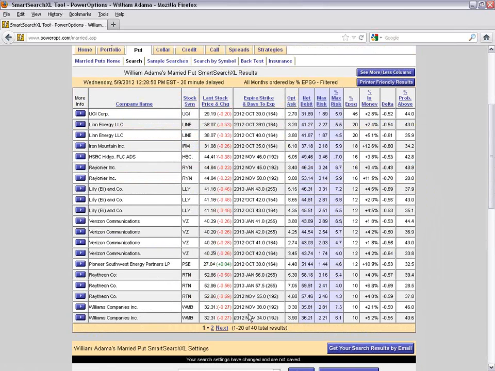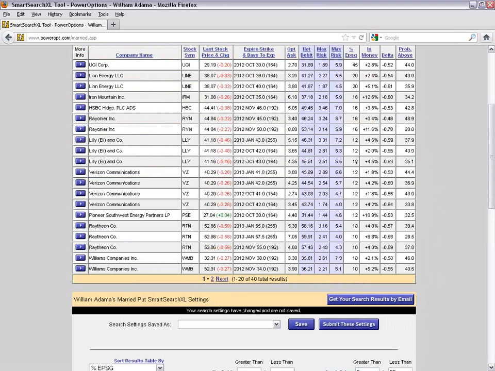Now I have a wider list, but it's still a reasonable, manageable list. We have 40 total results, and again, I'm sorting this by the highest earnings per share growth to lowest, looking for the stocks with the highest earnings per share growth. Okay, so we've tweaked our criteria. Your criteria may be different than mine, but that's what we want to use the search tool for.